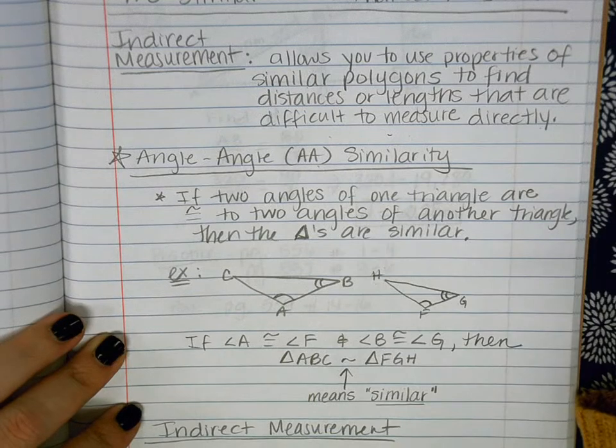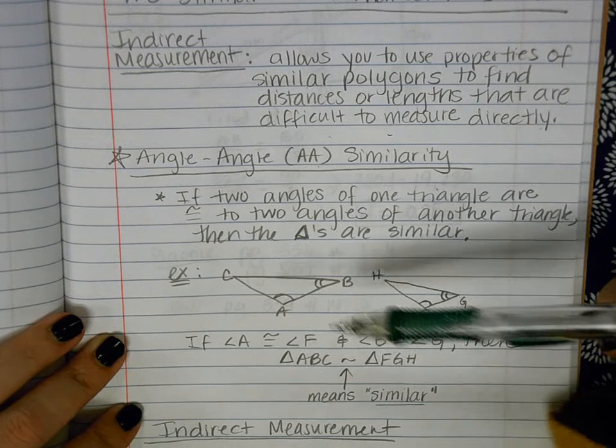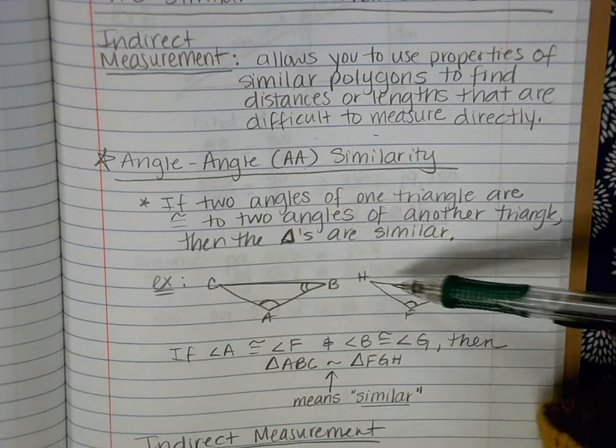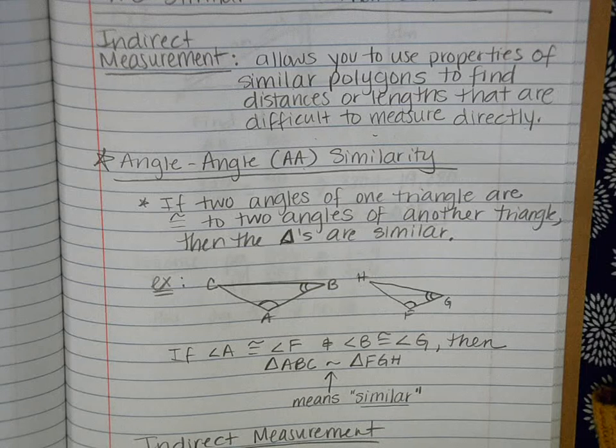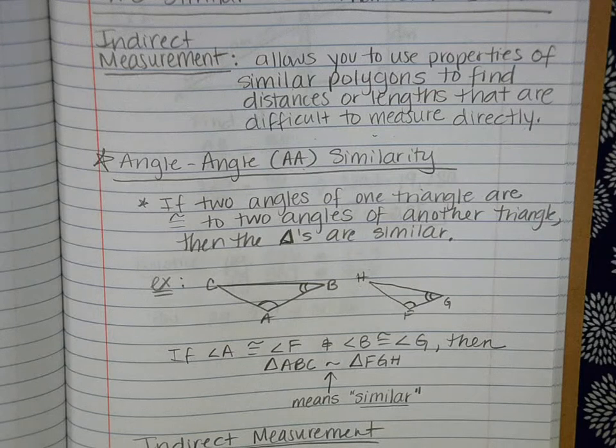So the proof kind of comes from this. If you have two angles that are congruent, will the third angle also be congruent? What do you think? If you have 2 out of 3 angles, will the third one be the same? Yeah, because they add up to 180, right? It's not like one triangle adds up to 190. So that's where it comes from. So you only need 2 angles to prove similarity.